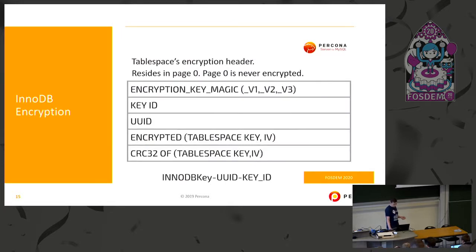So we do that by checking this CRC checksum. We retrieve the master key, decrypt the tablespace key and IV. We do the checksum of those two, and we match it with the CRC32 from the tablespace header. So once that is compared and it's okay, we know that it's safe to use this key to decrypt this tablespace.